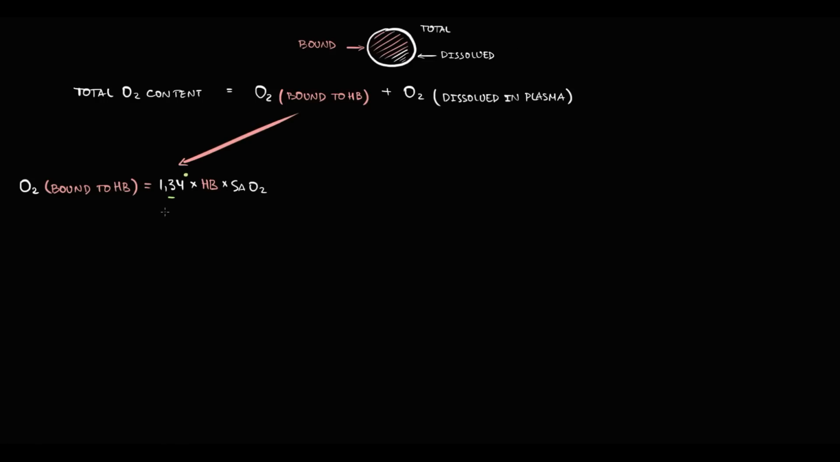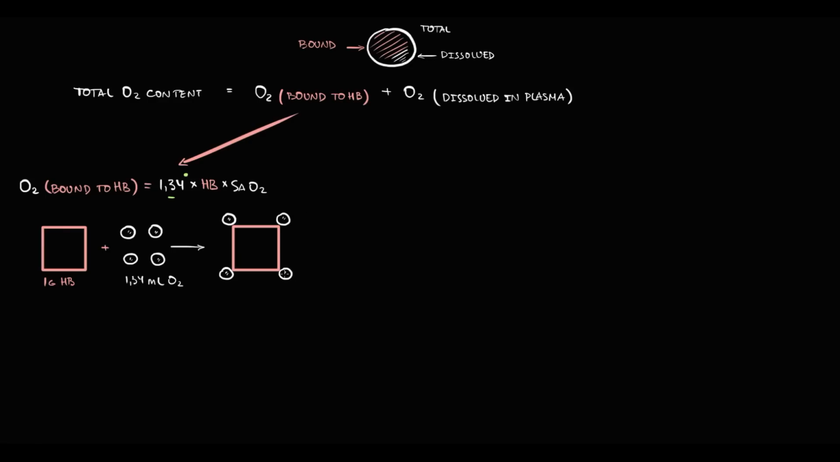So what do we have in this formula? First of all, it's 1.34. 1.34 is a constant, which represents the oxygen binding capacity of hemoglobin. Basically, each gram of hemoglobin can bind 1.34 milliliters of oxygen. So, fully saturated hemoglobin carries 1.34 milliliters of oxygen per gram.